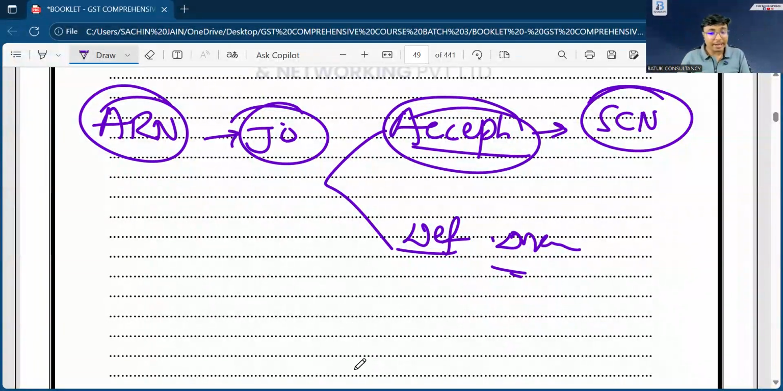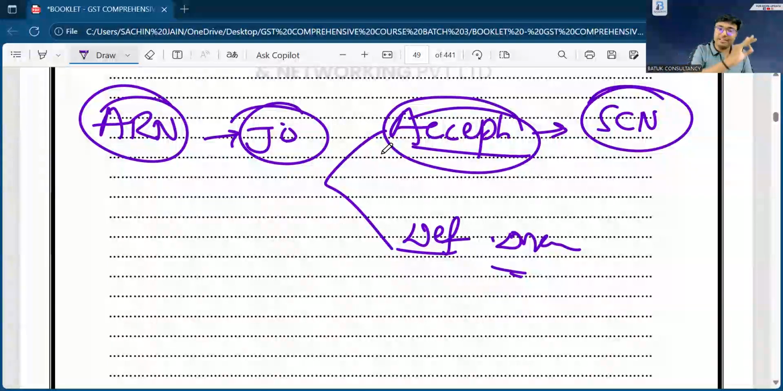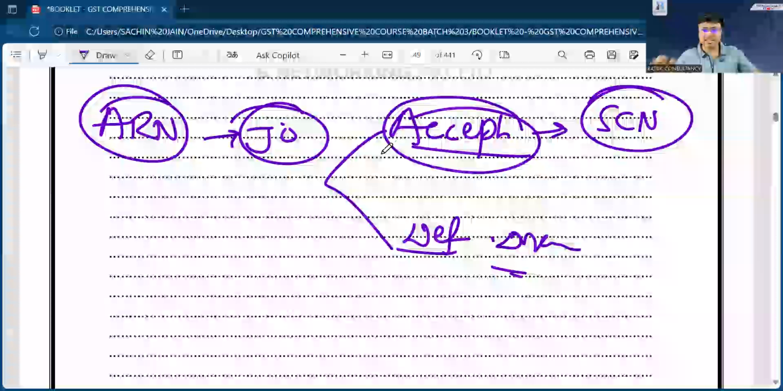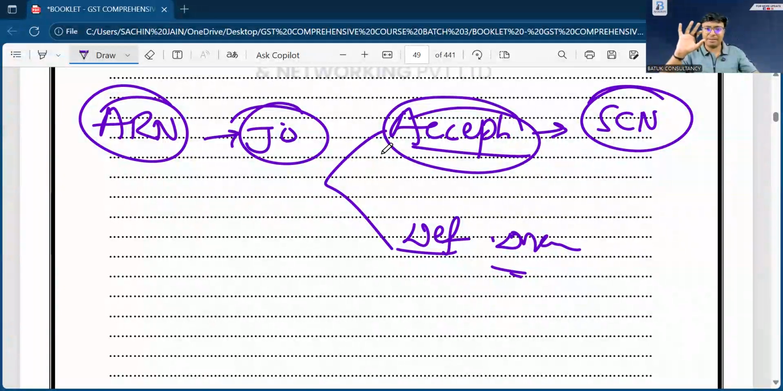Okay. Now one question is there, sir. What about the refund in case of input service? Suresh sir, that particular thing we have already done in our class number 15. Okay. Those who have attended class number 15, just let me know. We have done the concept of refund in case of input service.